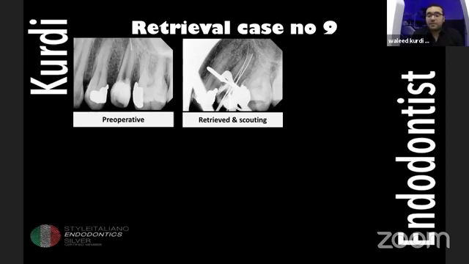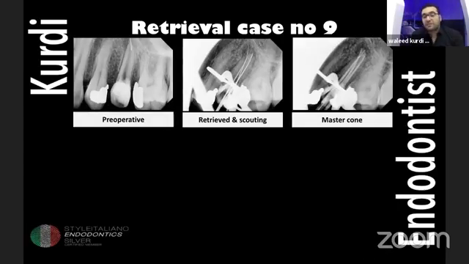Then after I opened it, the file was just moving, because the previous dentist tried to remove it without the right magnification and just drilled a lot inside the canal, and it was very easy to remove. I just grabbed the file and removed it with Zumax tweezers. It was very easy. Then in this second X-ray, we retrieved the file and did scouting, and you can see that we have a deep apical split inside the canal.